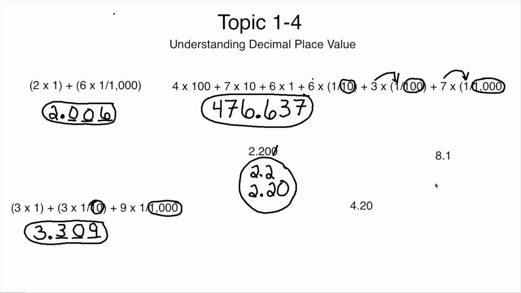Now go ahead and push pause and see what 2 equivalent decimal numbers you can come up with for 8 and 1/10. Okay, this is pretty easy because all you have to do is add 1 zero, and then add 2 zeros. Circle your answer. Did you get that?